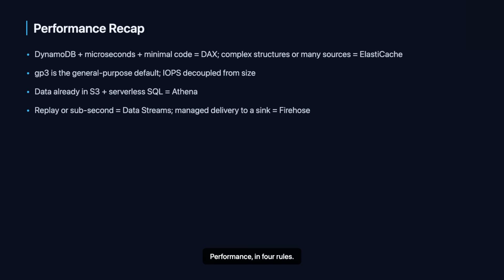Performance in 4 rules. DynamoDB plus microseconds plus minimal code is DAX. Complex data structures or many data sources is ElastiCache. GP3 is the general purpose default, with IOPS decoupled from size. Data already in S3 plus serverless SQL is Athena. And replay or sub-second means Data Streams, while managed delivery straight into a sink means Firehose.